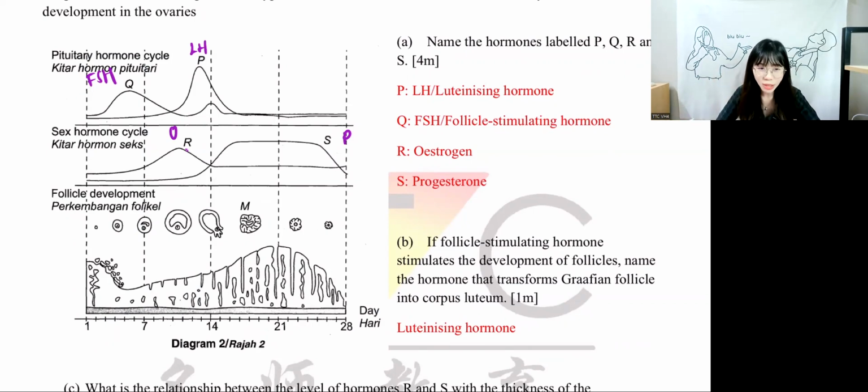Okay, now next we will label what M is as well. What is M? M is a flower-like shape. This flower-like shape is called corpus luteum. The function of corpus luteum is to stimulate the secretion of progesterone. So for A, we have the answer already, PQRS.